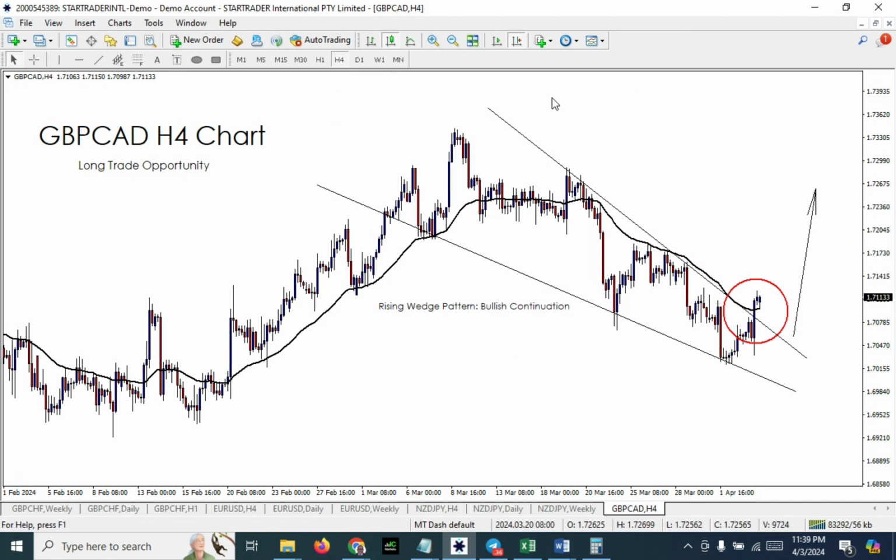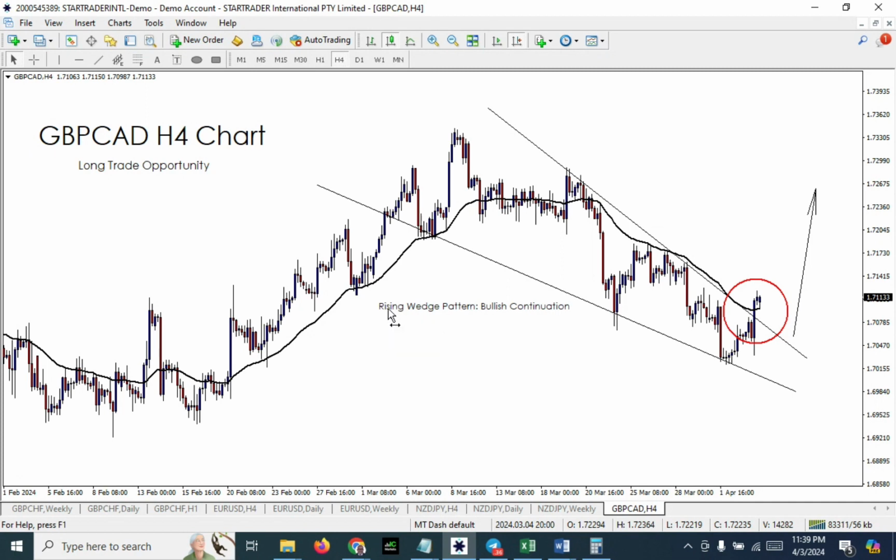Right away, I saw a wedge pattern. You have to train yourself to identify chart patterns on your chart. Okay, so I'm good at that. Immediately I got here, I identified a wedge pattern, and this is a falling wedge.